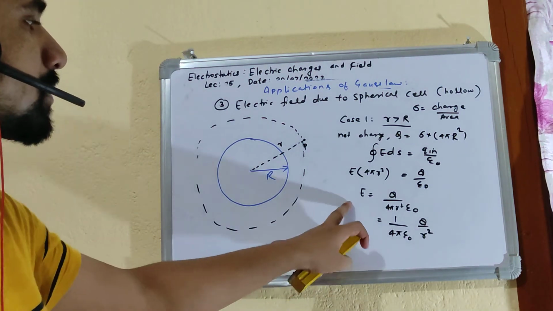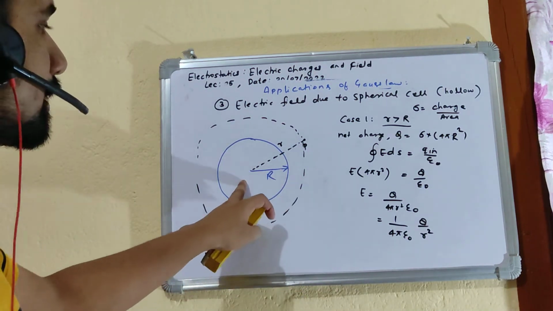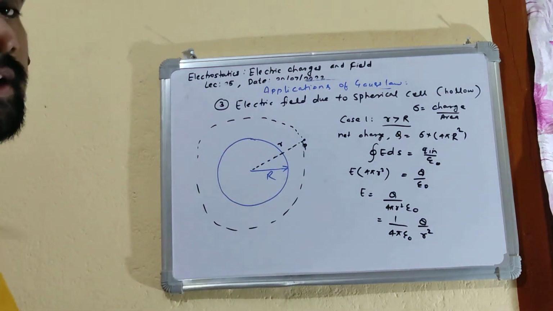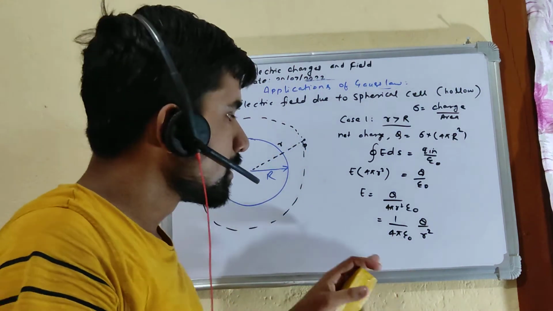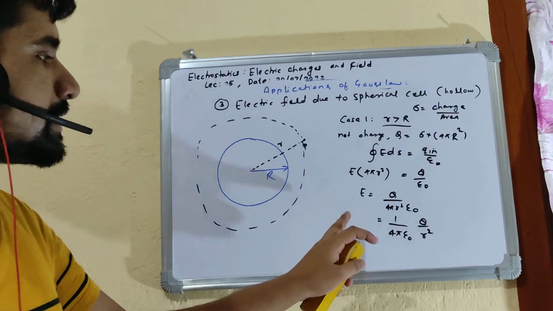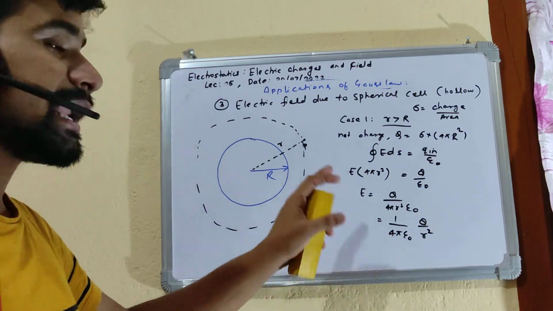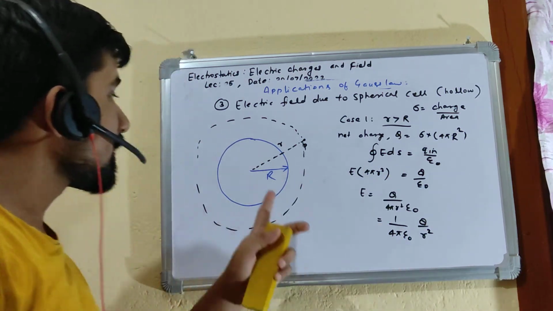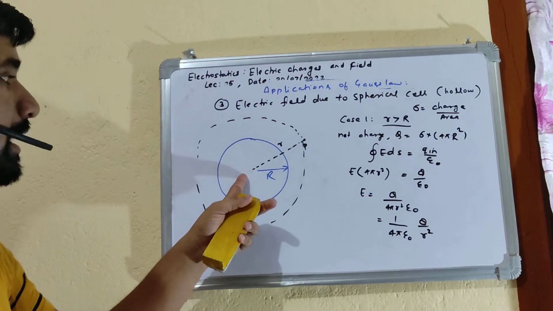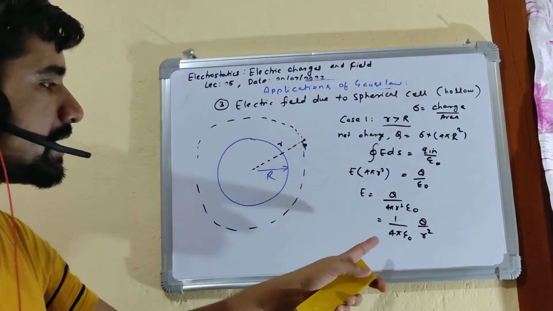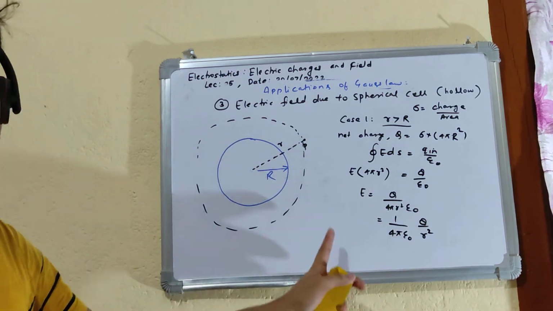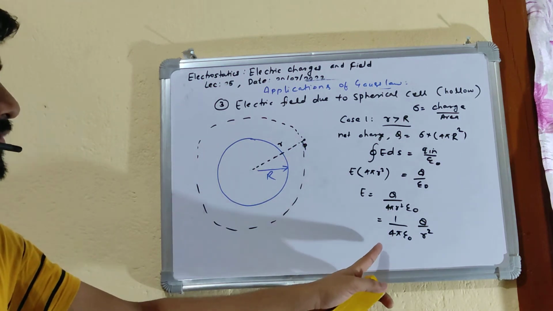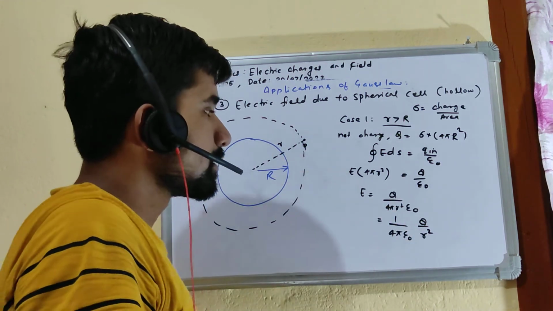So this is the expression of the electric field at a distance r from the spherical hollow shell. Now you can see this is equivalent to the electric field due to a point charge. Let's say I keep a point charge at the center of the sphere and calculate the field at point P. It will be exactly this expression, which is 1 by 4 pi epsilon naught, q by r square, right?